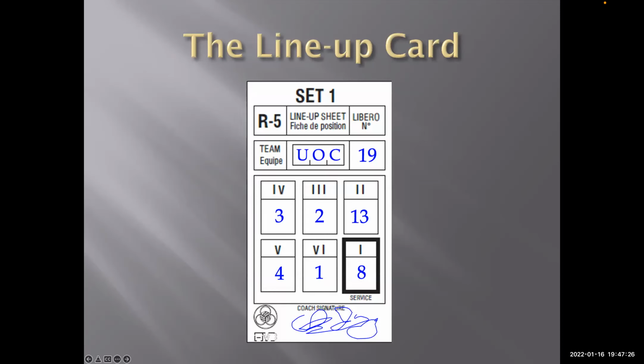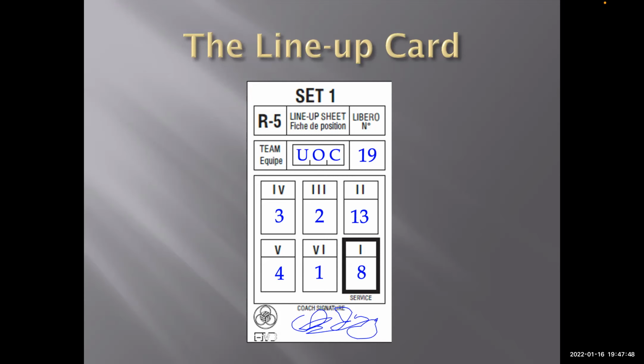This is what it'll look like. There'll be different things on there. They can look different ways. They can have a pre-printed set number. They might just be a blank piece of paper because they don't have any left. Volleyball Alberta generally provides lineup cards at the scores table for them to use, which hopefully they will. That'll make some things easier.